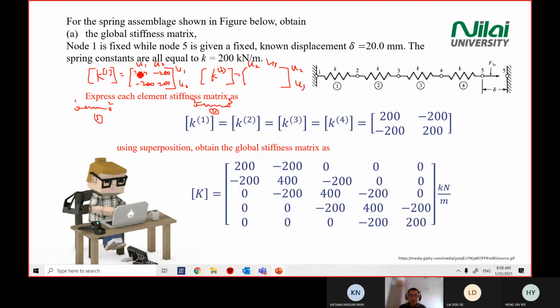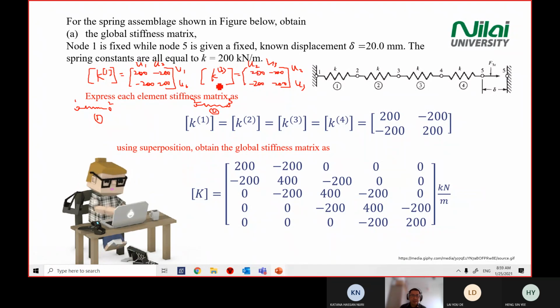So although the magnitude is the same, although the number you see is 200, -200, the value represents a different node. Although every matrix here is 200, -200, -200, 200, if you look at each individual stiffness matrix, it represents different nodes. This 200 on the left here is different from the 200 on the left here.